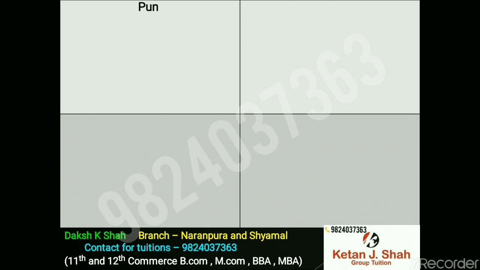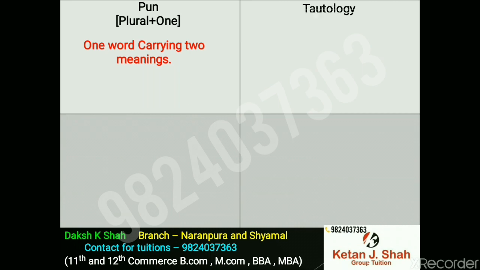Pun. Plural plus one. So this word pun is made of plural plus one. One word carrying two meanings. So if there is a sentence like he is a liver, so liver means the person who is living and also the part of the body. So that word carries two meanings. So that is a pun.